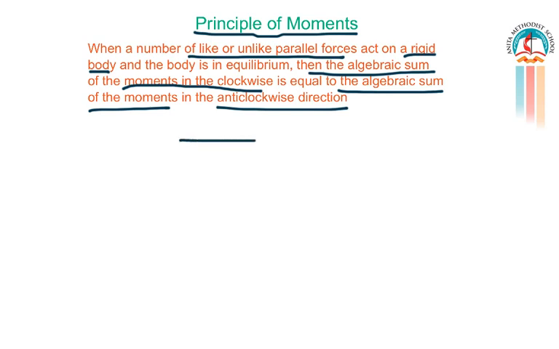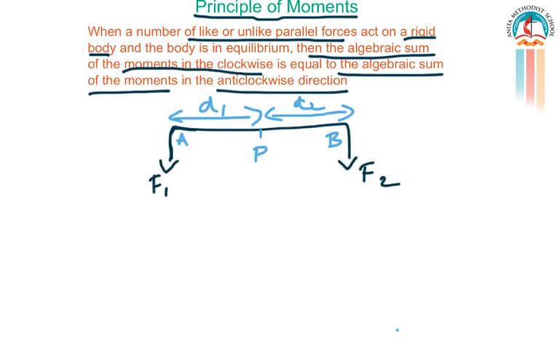Consider a rigid body. A rod has 2 points, say A and B. Consider a point P on the rod. Consider the distance d1 between A and P and d2 between B and P, and the two forces F1 and F2 are acting at A and B. The force F1 is acting along this direction, so it is in anti-clockwise direction, and the force F2 is acting along this direction, so it is clockwise direction.